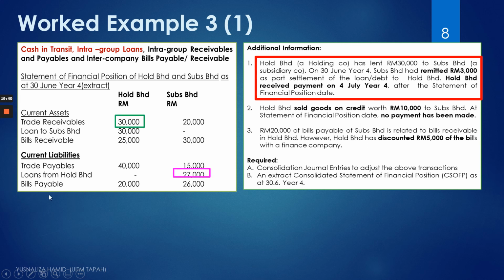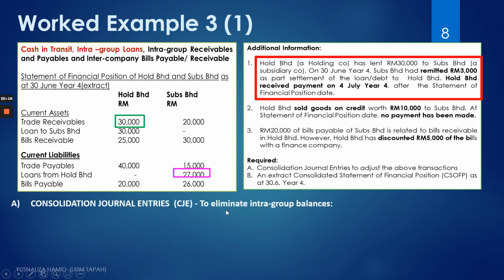And there's another item where you have loans from Whole Berhad, 27,000. So you can see that there were differences between the two balances here. The difference is 3,000. And you are informed in information number 1 that 3,000 was being paid. The payment was made by the subsidiary company. However, the payment has not reached the recipient until 4th of July. 4th of July is after 30th of June. So therefore, it reached the recipient later.